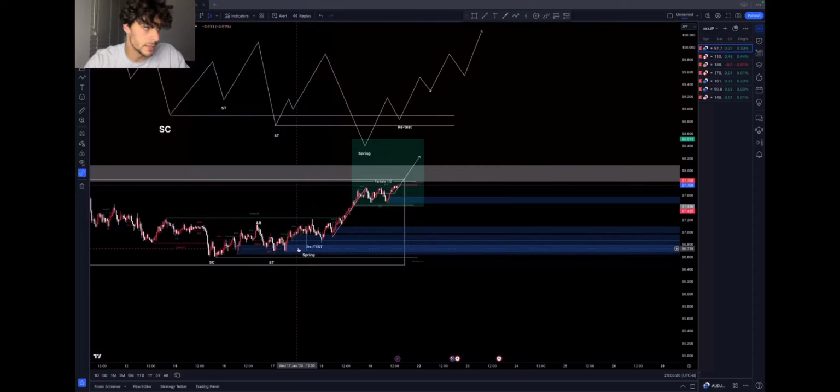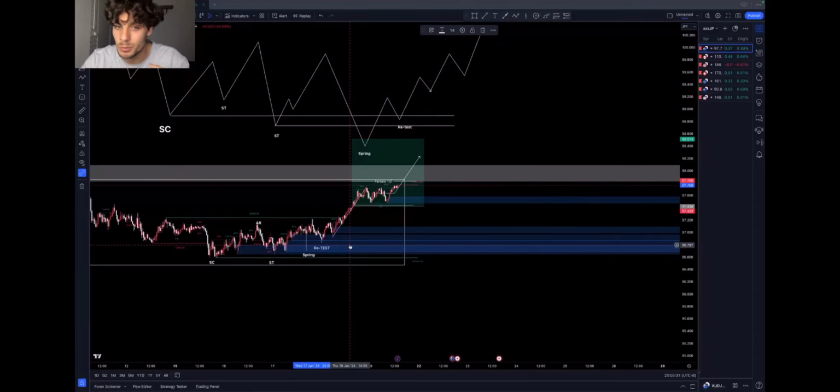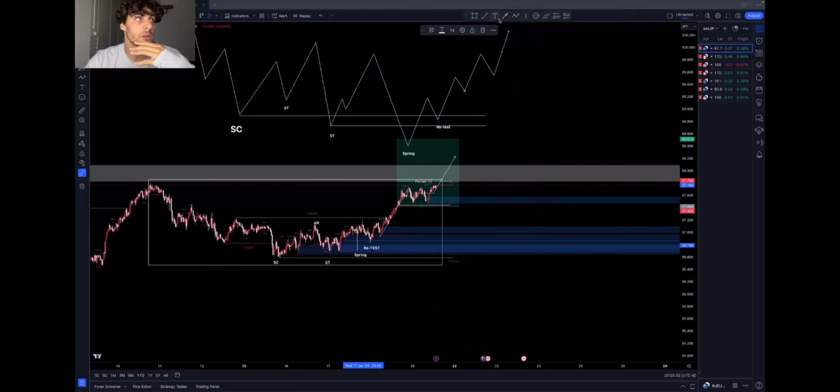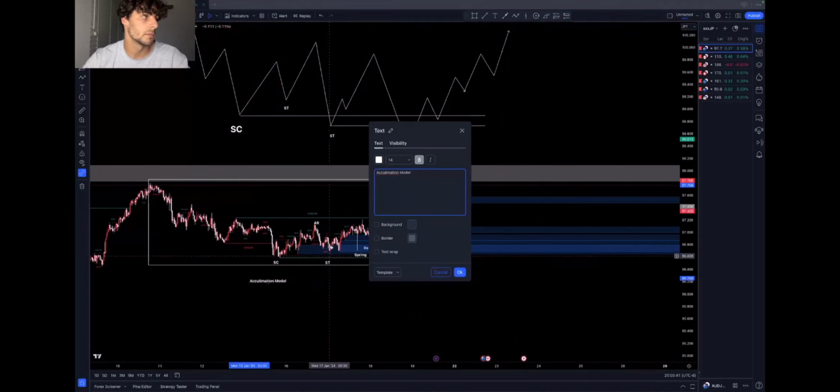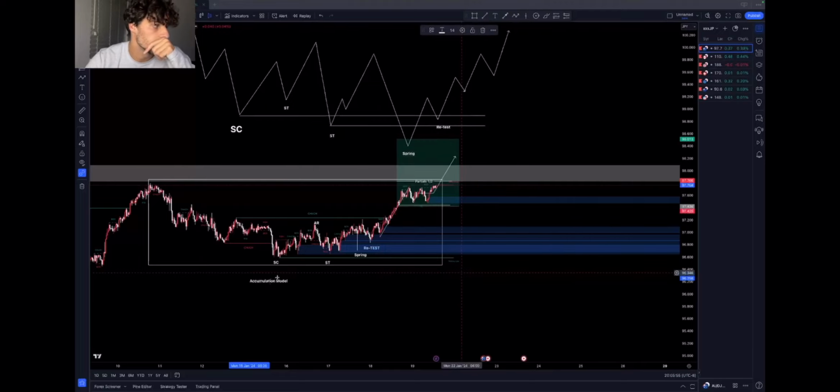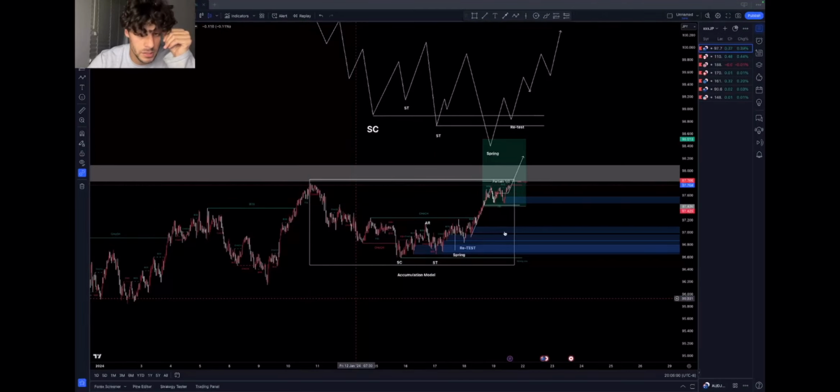And then you're gonna get a retest of that spring before you get distribution, before you get that continuing up move, right? So you have a reaccumulation model, right? The accumulation model plays out right before you get this distribution.